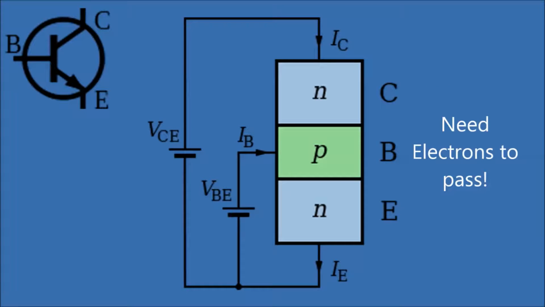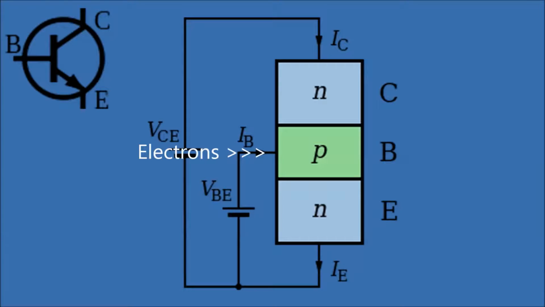Now, the electricity coming into the collector, so the first negative part of the transistor, will not be able to flow out of the emitter because at the basis, the positive part of the transistor, electrons are missing. So electrons have to be pumped into the basis of the transistor.